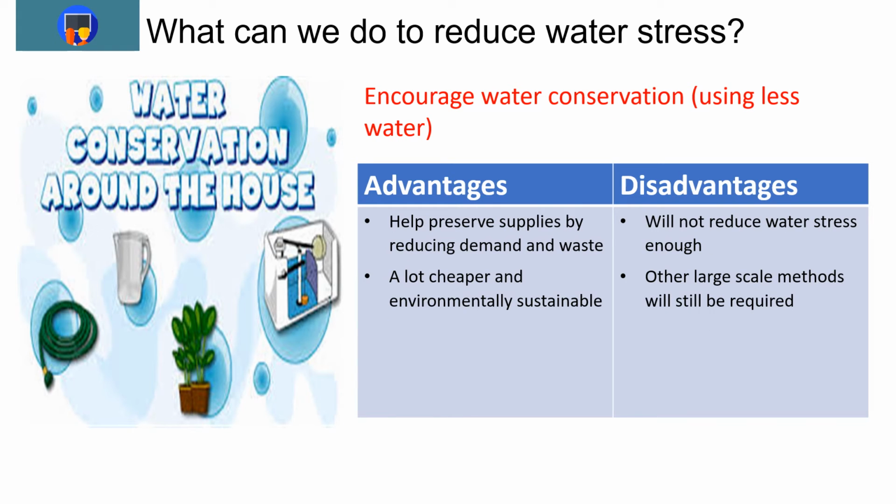A third example of how we could reduce water stress in the UK is to encourage water conservation. What that means is encouraging people to use less water. The advantages of conserving water would be that it helps to preserve supplies by reducing the demand and reducing the amount of water we waste. It's a lot cheaper and it's a lot more environmentally sustainable.